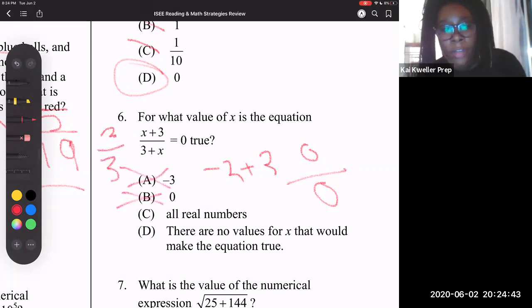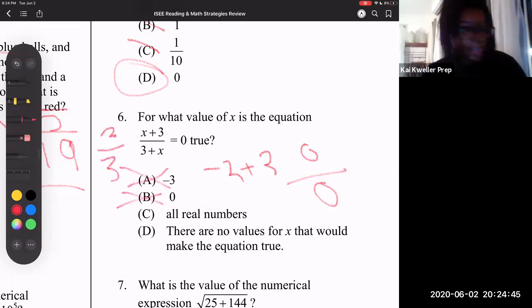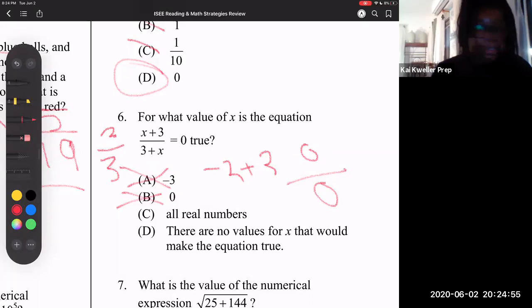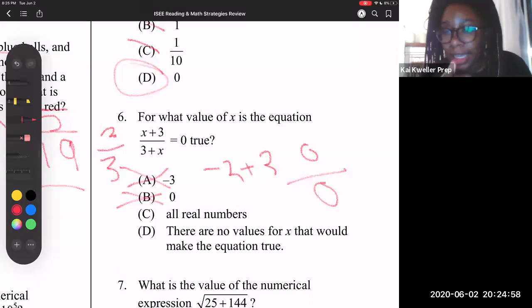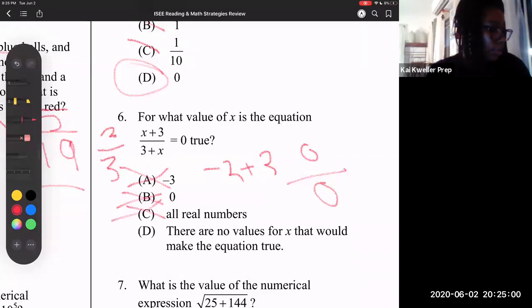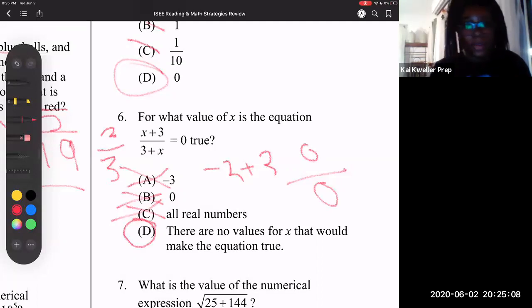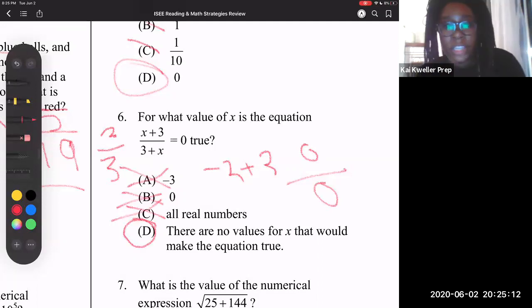It can't be all real numbers if we already proved that two numbers don't work. All real numbers suggest that every number gives you the answer of 0. If you plug in any number for x, you get 0, which is not true because we already eliminated 2. So the correct answer must be D because there are, in fact, no values that make this equation true. No value of x will make the equation equal 0.